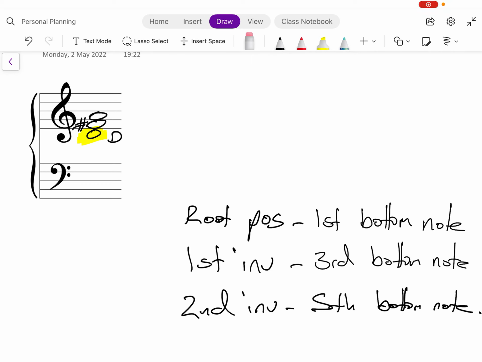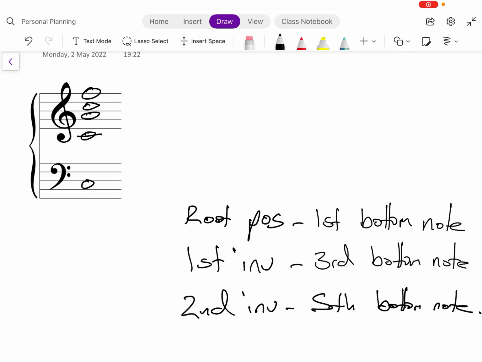Let's try something like this. Okay, so you can see here there's two things that are different from that last one. First thing is we have a note now in the bass clef. The second thing is that we don't just have three notes, we have lots of notes, okay?